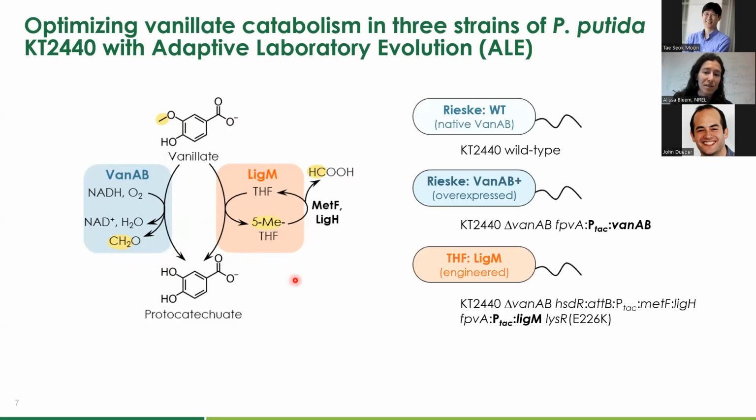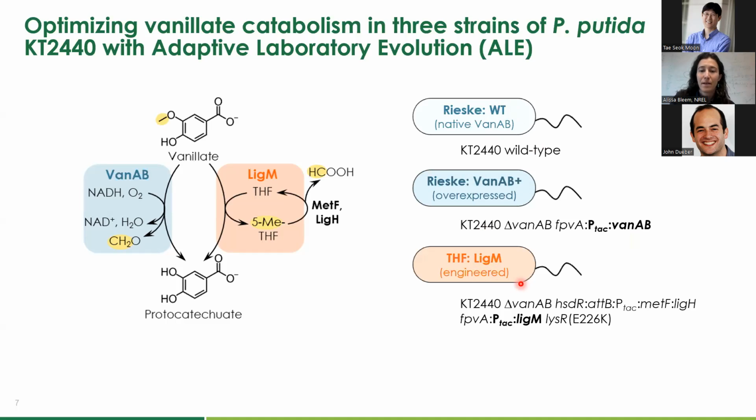I don't have time to get into it today, but I was able to make a few strains for this project, one of which utilizes this Lig-M enzyme. This required overexpression also of some native C1 enzymes and modifying the regulation in putida of C1 metabolism. But the strain does grow. And we compared that to a wild type strain, so just the native Pseudomonas putida KT2440, and then also a strain of KT2440 that had the native VAN-AB locus knocked out and then overexpressed under the strong PTAC promoter at another location.